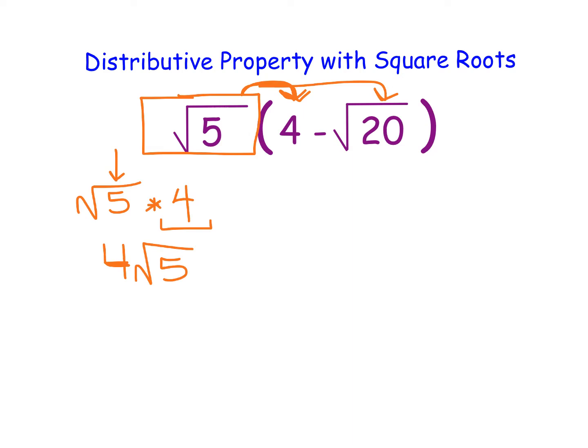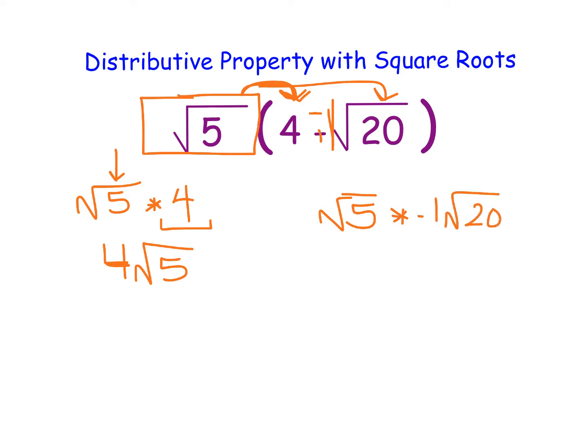Then if we look at the next one, first things first, I see this subtraction here. So I know when there's a subtraction there that this is really a 1. And then if I use keep, change, it's really a negative 1. So this is really the square root of 5 times negative 1 times the square root of 20.